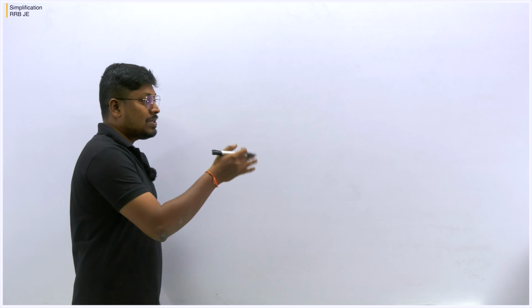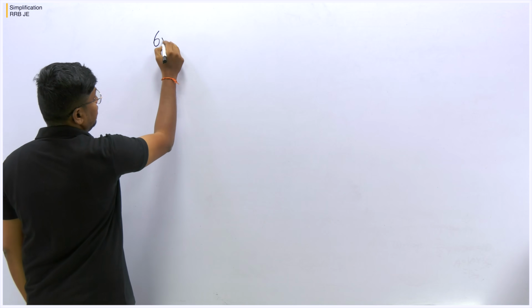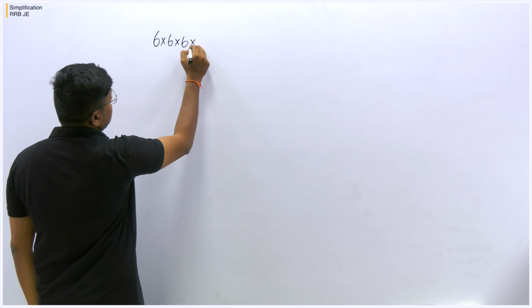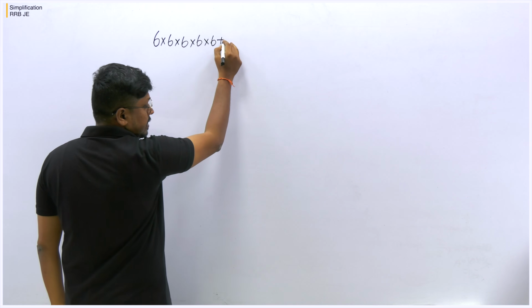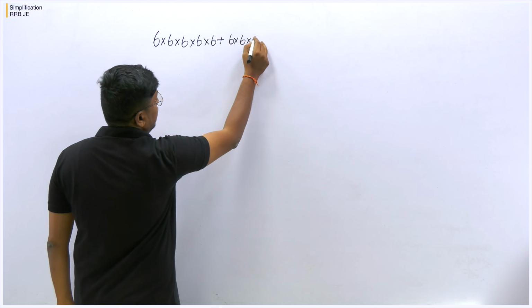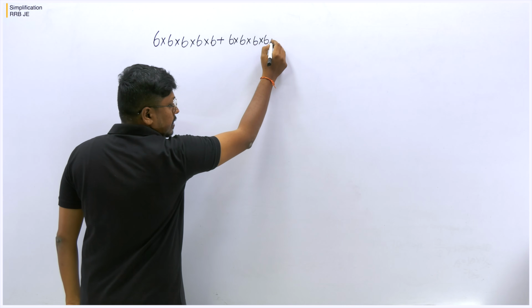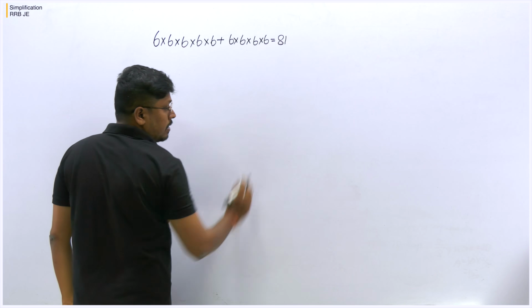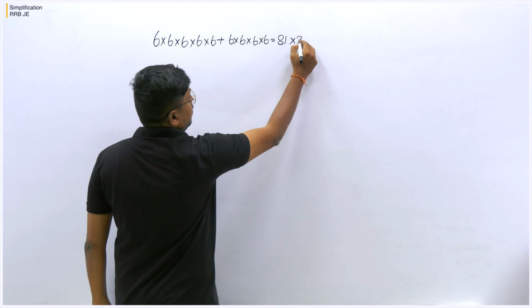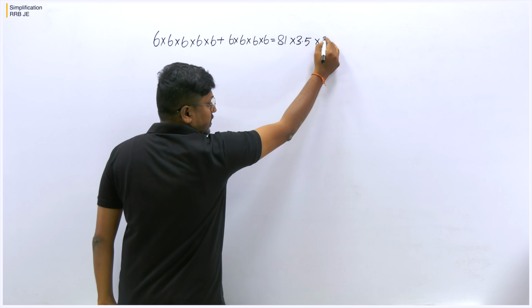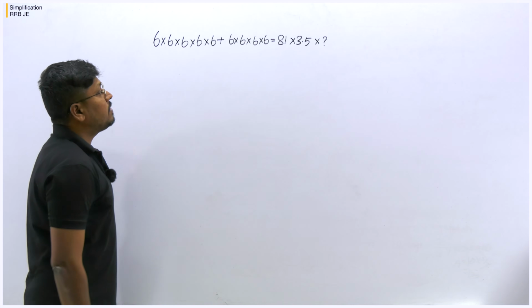So 6 into 6 into 6 into how many 6s do we have? 5 sixes. 6 into 6 into 6, 6 and 6. So plus 4 sixes we have into 6 is equal to 81 into 3.5 into 3.5 into question mark, right? So this is the question we have.